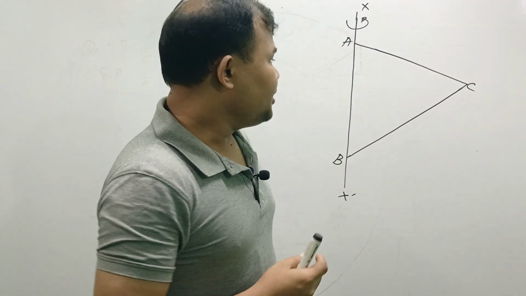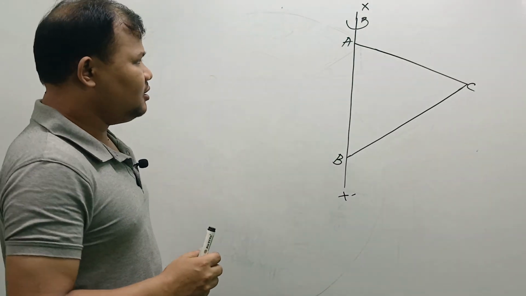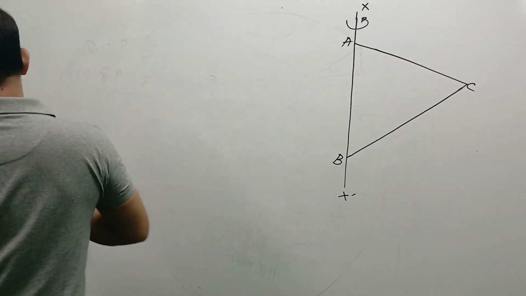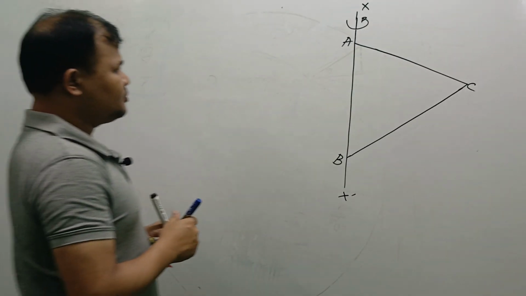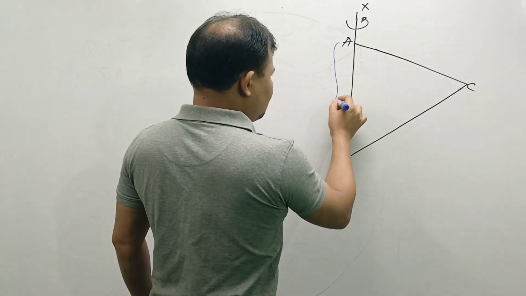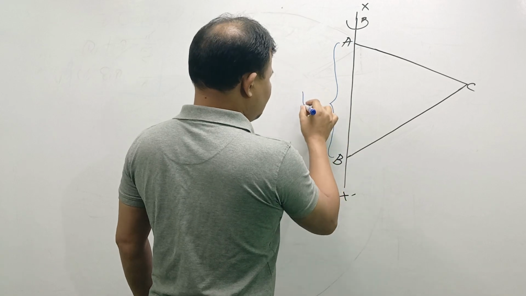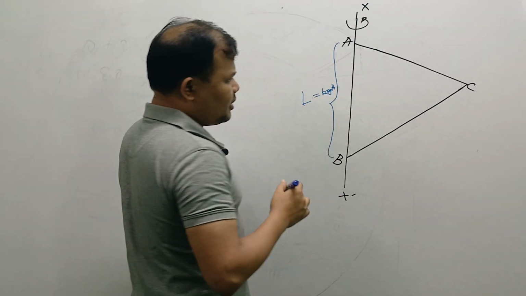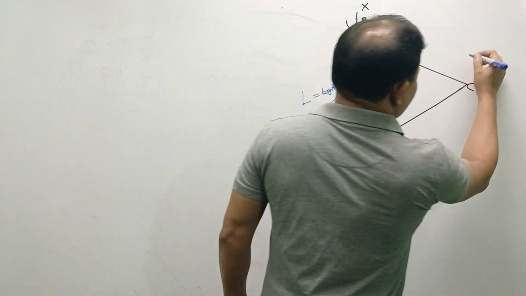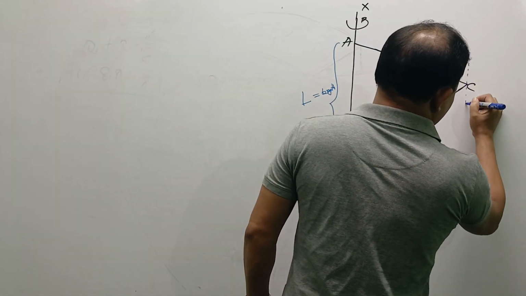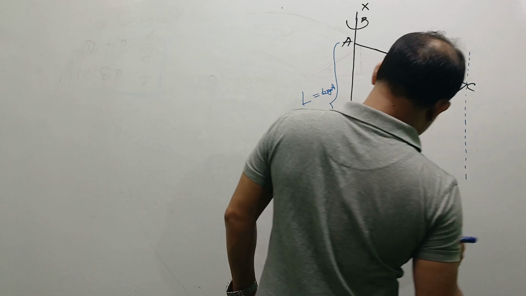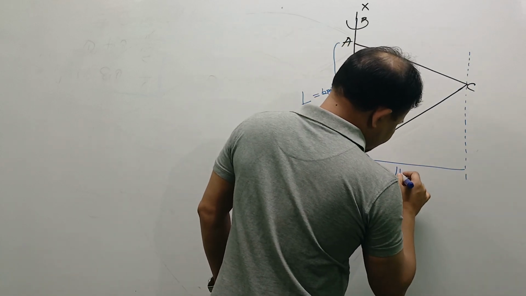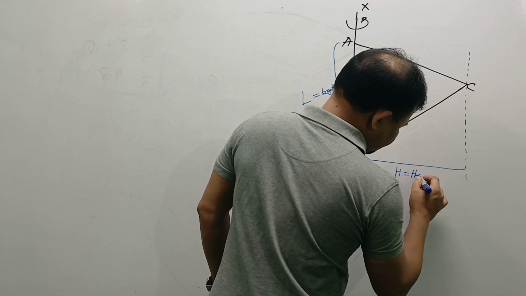Our first duty is to give you some information about the triangle. Suppose this is the length of the triangle, and this is the height of the triangle. Height is s. S means height.